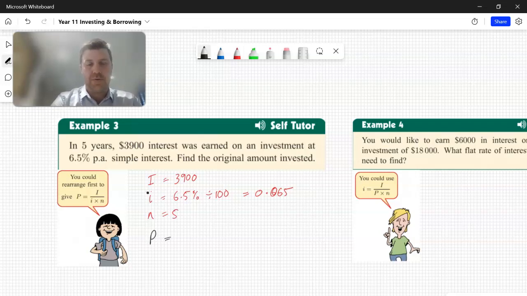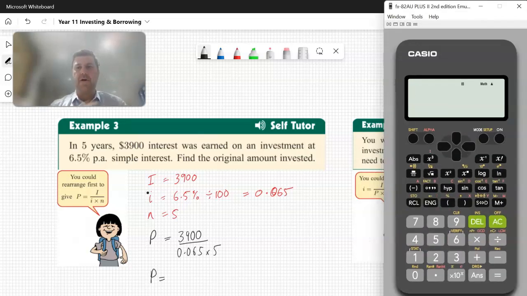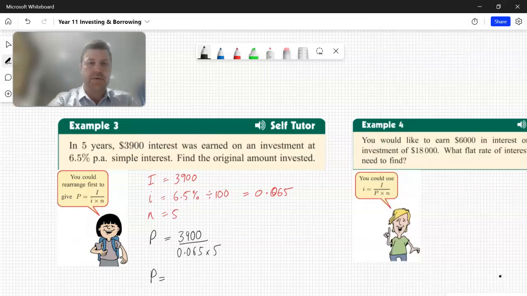So P, the principal, which we're trying to work out, is equal to 3,900 divided by 0.065 times by 5. Go ahead and put that on your calculator, and it'll tell you what the principal must have been that was invested 5 years ago. So 3,900 divided by 0.065 times by 5 years. And the answer is $12,000. So $12,000 must have been invested 5 years ago to have earned $3,900 interest over 5 years at 6.5%.